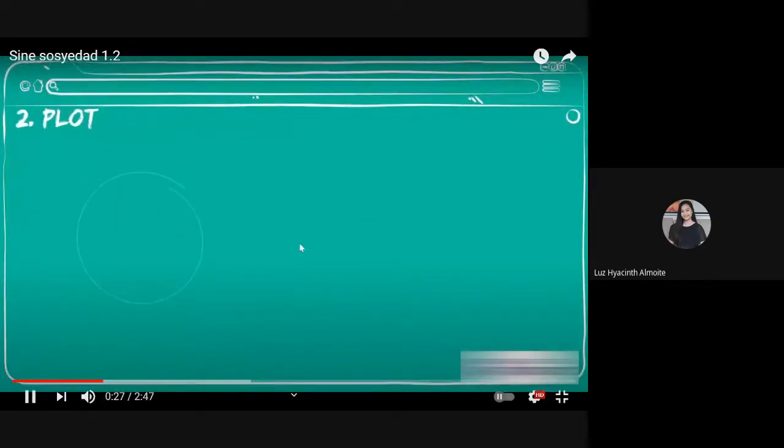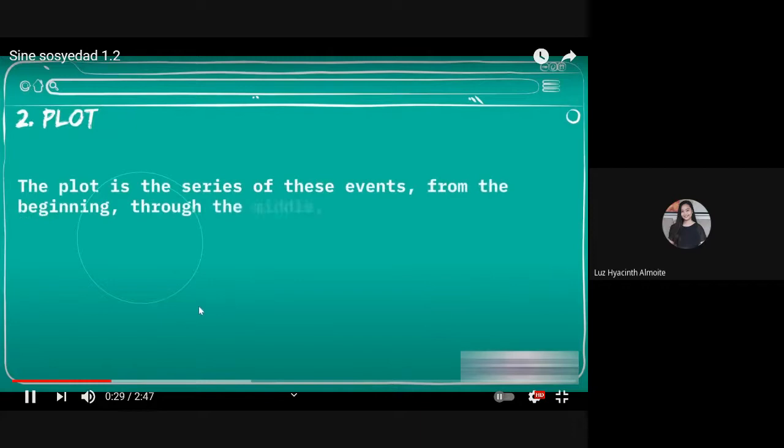Next element of the film is the plot. So this is the series of events from the beginning through the middle until the end. It's just the flow of the story. It gives us the feeling of the forward motion of the story. The most important events of the plot are often significant irreversible incidents that change the course of the plot and push it further ahead. So it's just the flow of the story, and more specifically, how the story develops, unfolds, and moves in time.